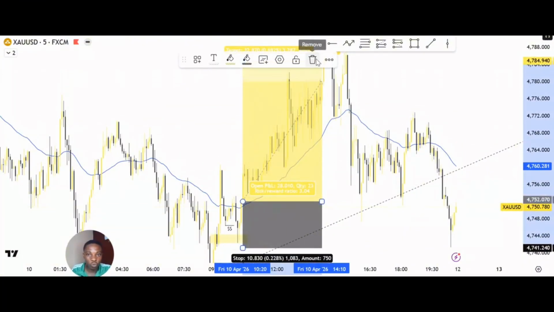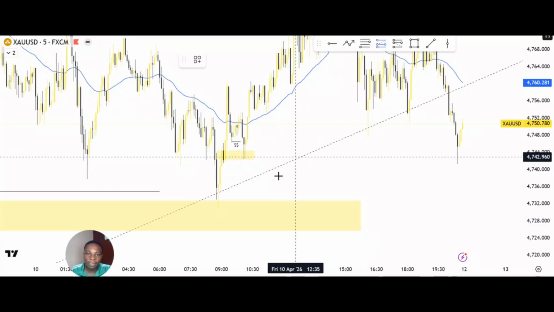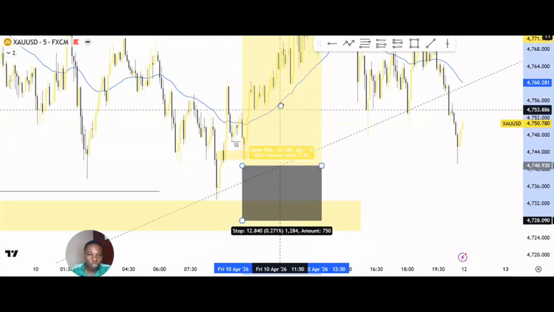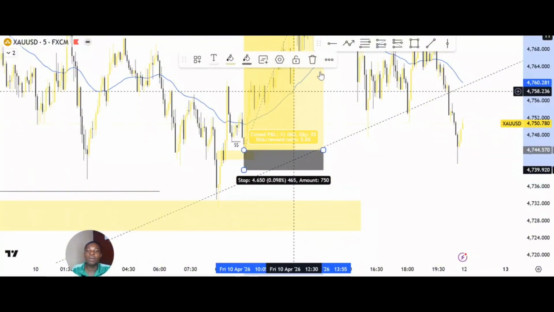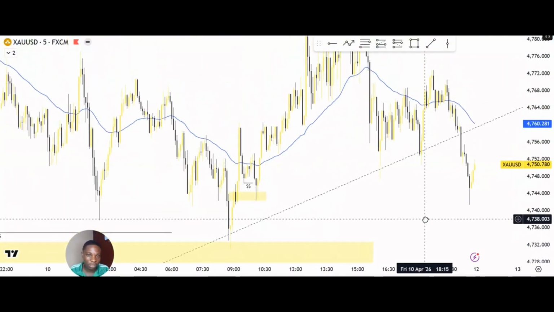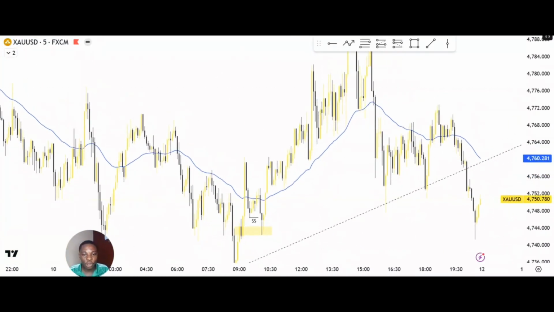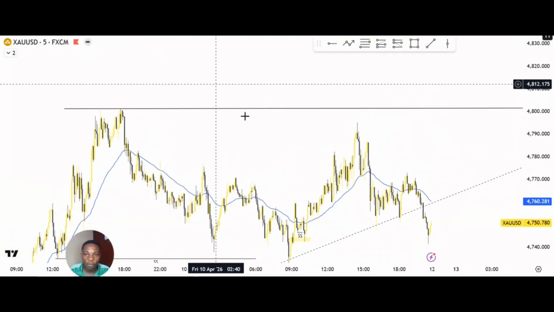If you miss this major buy, you can continue on this second buy, right? As simple as that. All was sent to us in the Telegram community. So price made the move. Unfortunately, we couldn't hit our overall target.